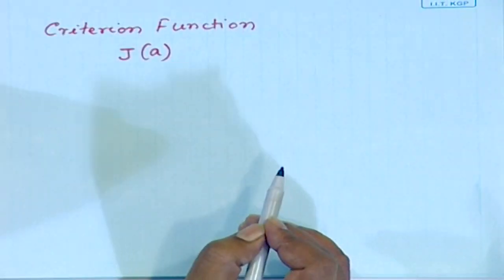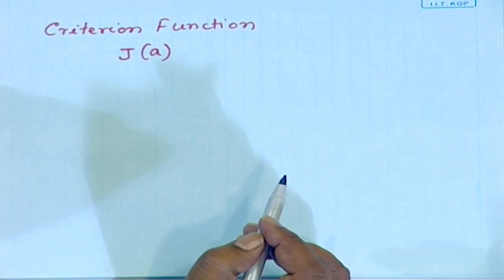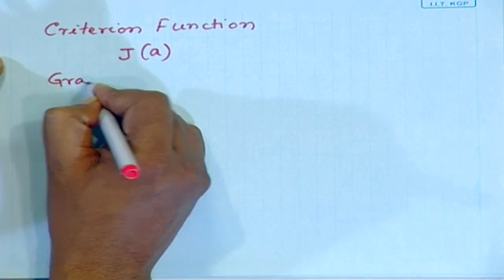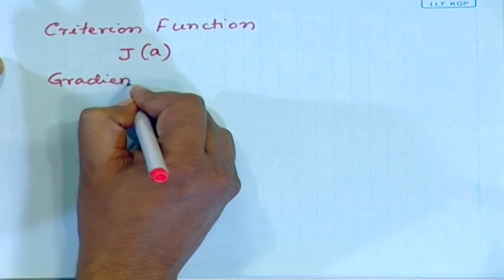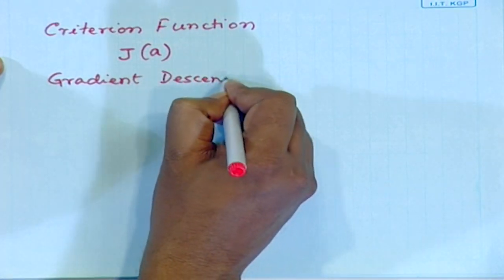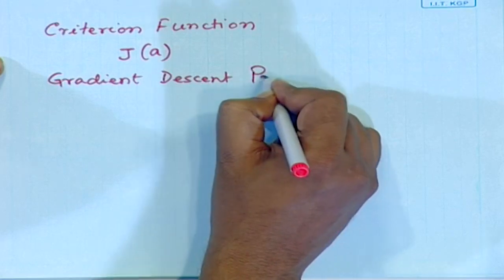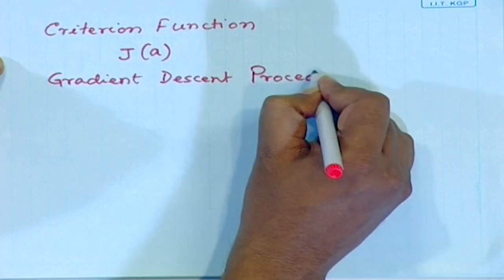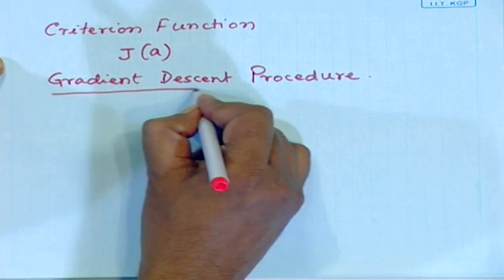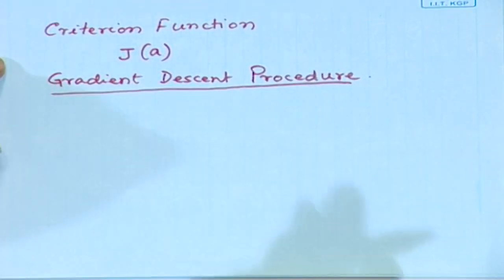And for minimization of this criteria function J(A), we can make use of an approach which is called the gradient descent approach, or gradient descent procedure. What is the gradient descent procedure?